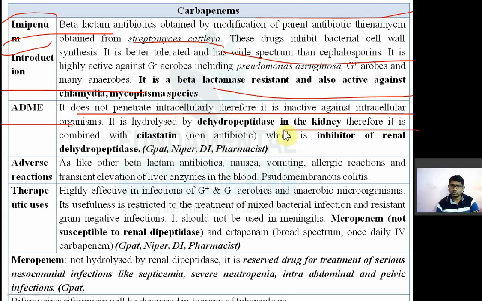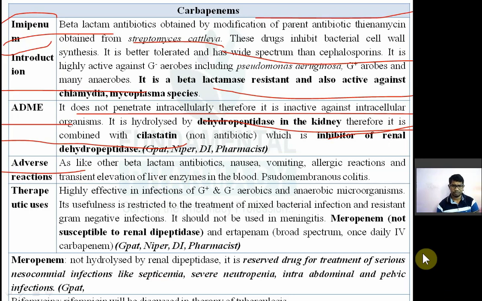They are hydrolyzed by dipeptidase in the kidney. Therefore, it is combined with cilastatin, a non-antibiotic compound which is an inhibitor of renal dehydropeptidase, to increase bioavailability. So this carbapenem, particularly imipenem, is combined with cilastatin. So what happens is that imipenem is hydrolyzed in the kidney by an enzyme called dehydropeptidase. If it hydrolyzes, the bioavailability of imipenem will decrease, so you have to inhibit that enzyme by using cilastatin.